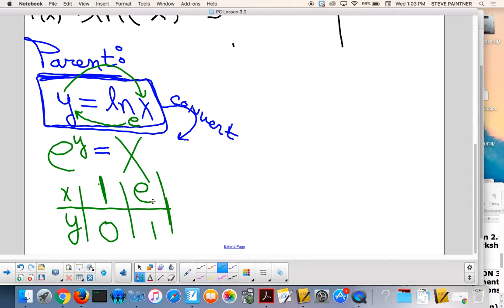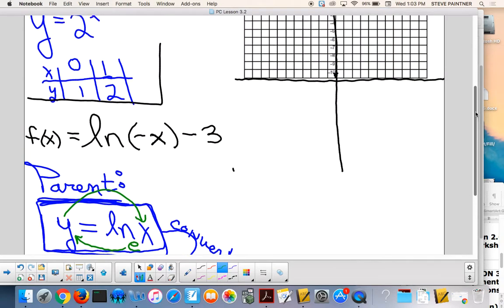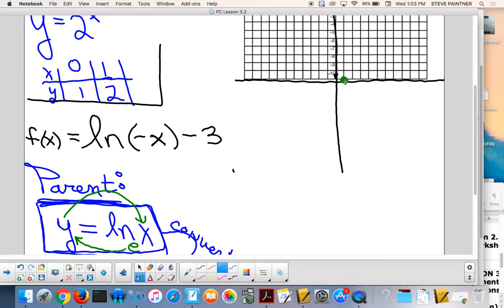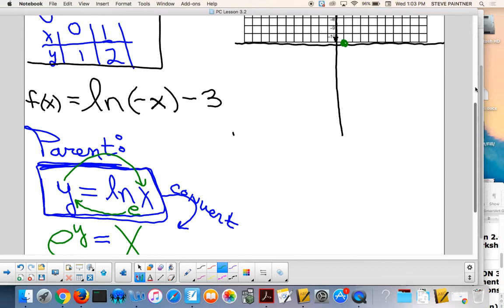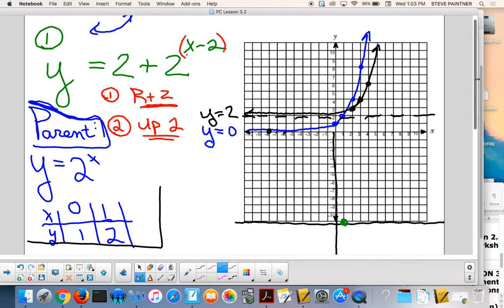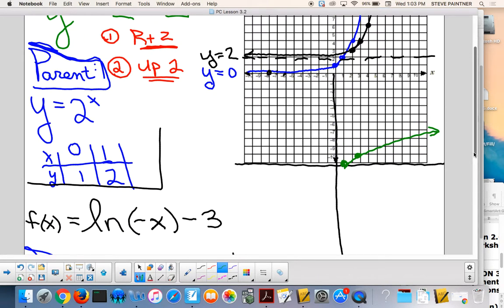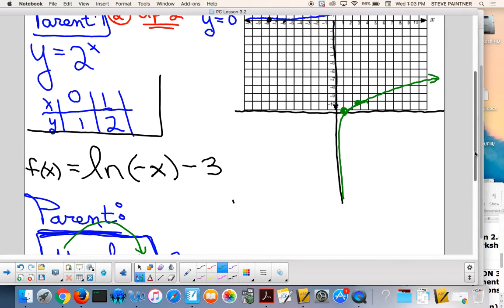Go graph them. Where's 1, 0? Right about here. Where's the other one? e, 1, which is 2.7, 1. Then you know it just climbs, and it runs into the y-axis. Now, again, this is your vertical asymptote, VA. Okay.